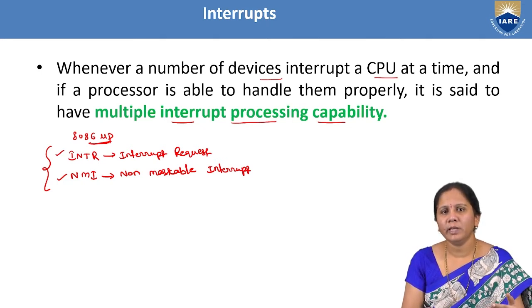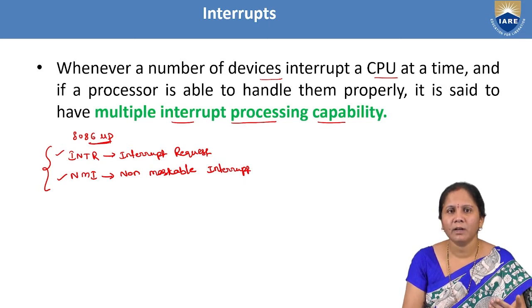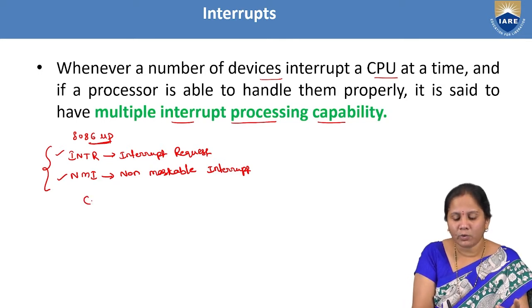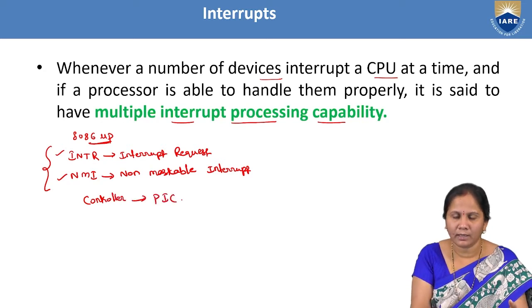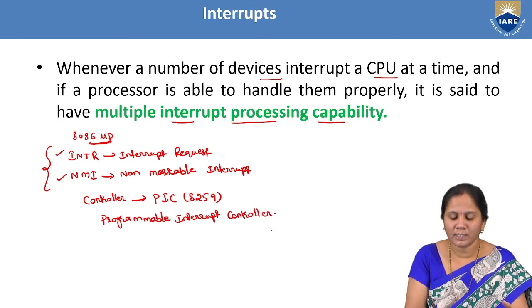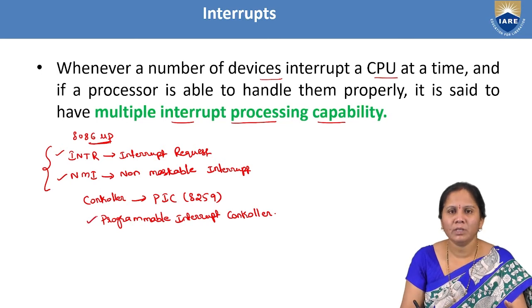If the 8086 microprocessor wants to handle more than 2 interrupts, then we have to go for a controller called PIC, whose IC number is 8259. PIC represents programmable interrupt controller. So in order to handle more than 2 interrupts, the 8086 has to go for this programmable interrupt controller, in order to access more interrupts.